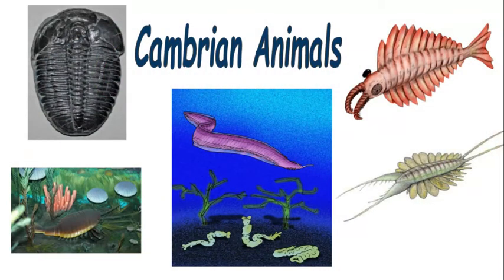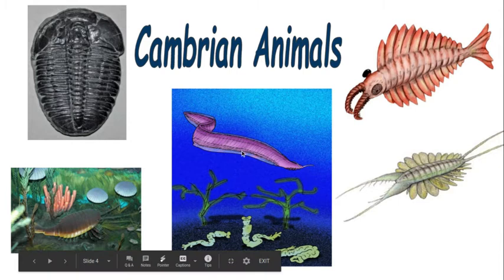Here are some Cambrian animals. We have the trilobites, very famous, some sea scorpions, some clams, the Pikaia, and these weird sponges and other organisms, and these are the apex predators in the ecosystems.